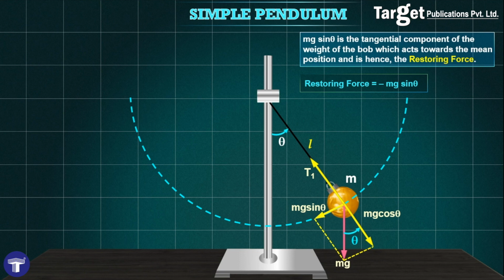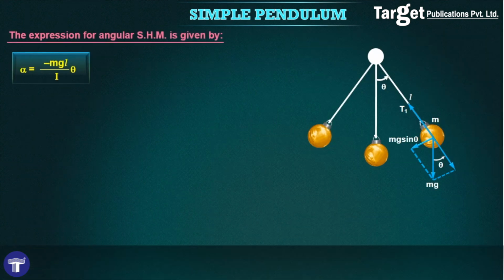Now, in order to prove that this motion is simple harmonic motion, I will have to prove either that the force is proportional to displacement or the acceleration is proportional to displacement. And to do that, I will have to take the torque about the point of suspension. And once I do that, I will write down the equation in terms of the angular acceleration and the displacement theta. So I want to tell you that this is actually an example of angular SHM. And on careful analysis, we find out that the expression for angular SHM is given by alpha is equal to minus mgL divided by I into theta.